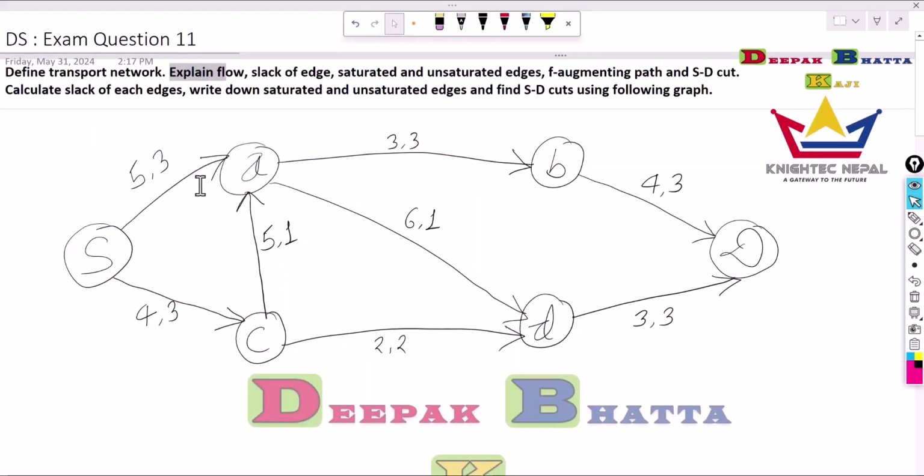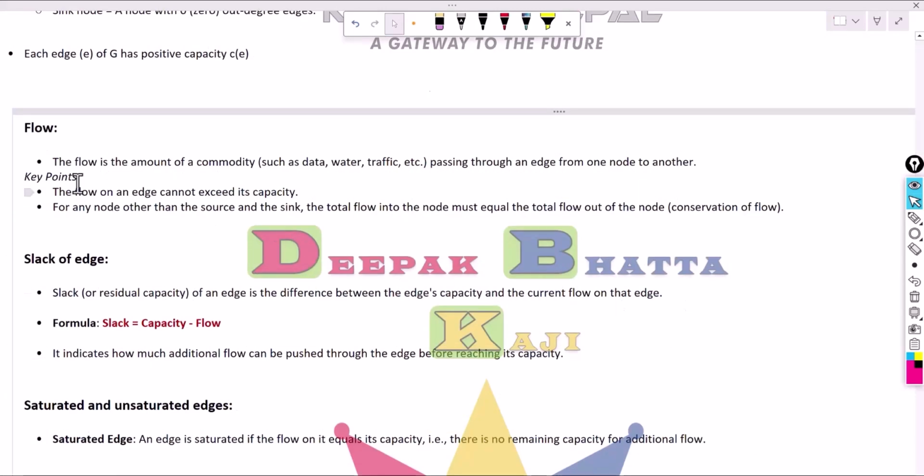So we have S as the source, and A as an intermediate node, and C as an intermediate node. If I want to move from S to A, from source to this intermediate node, I have given some flow. So from the flow, I need to pass from source to destination. The definition of flow: the flow is the amount of commodities such as data, water, traffic, etc. passing through an edge from one node to another.